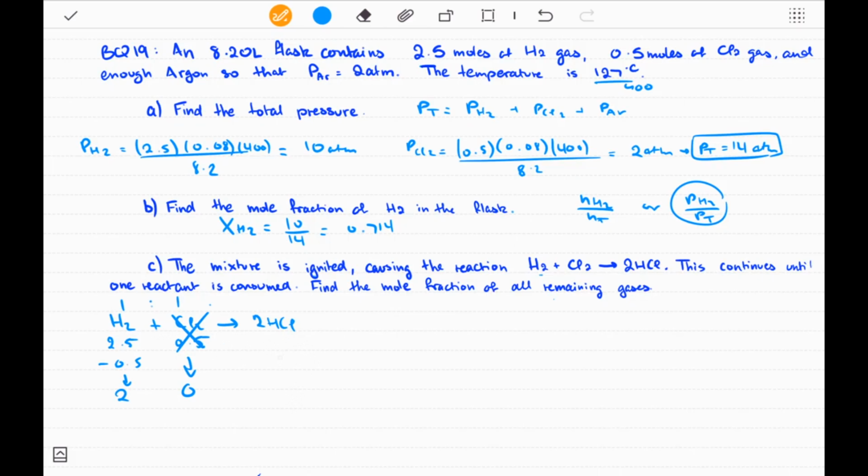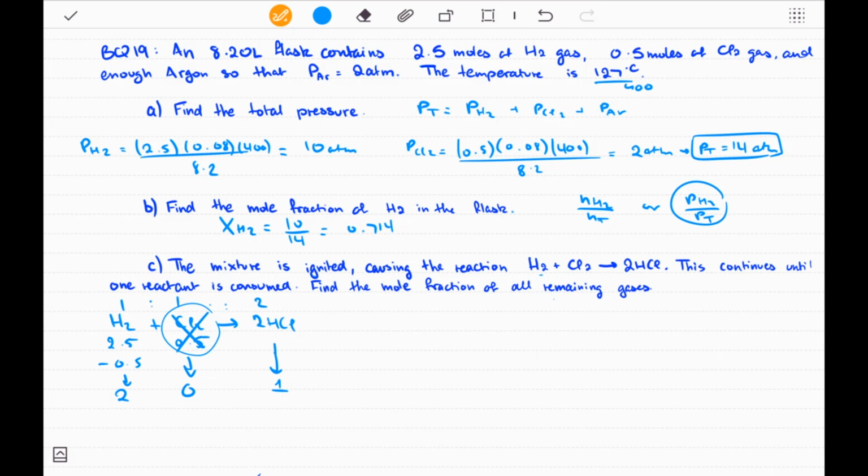If you forget this, your entire answer will be wrong. Now, to get how much HCl we receive from this, we have to use the limiting reactant, 0.5. The ratio is 1 to 2. So for every 1, you get 2. For every 0.5, you're going to get 1. So I'm just going to write that here, 1 mole of HCl.